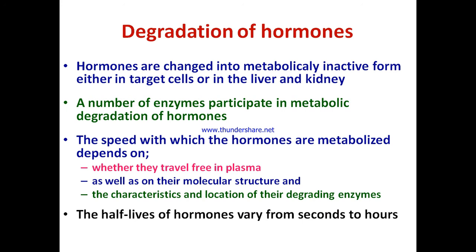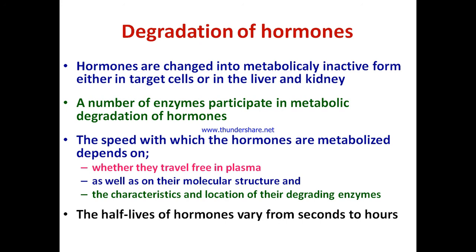A number of enzymes participate in the metabolic degradation of hormones. The speed with which the hormones are metabolized varies. It depends on whether they travel free in plasma. If they are traveling free in plasma, the degradation will be faster. If they are bound to any binding agent, the degradation will be slower. The molecular structure of hormones also affects their degradation pattern. Certain structures are not prone to degradation, but some others are easily prone to degradation.